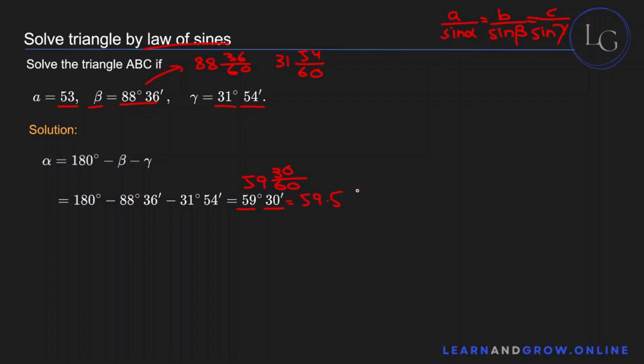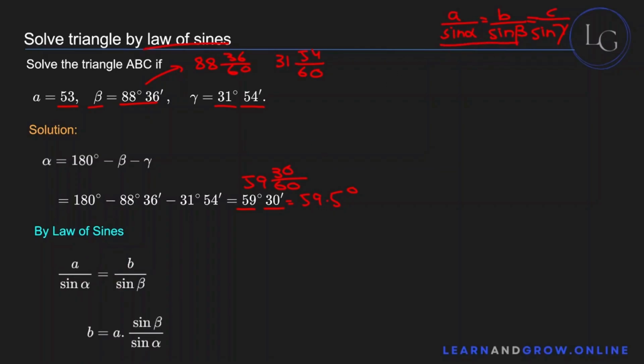59.5 degrees. Now that you have all three angles, you need to find the side B and the side C, right? Because again, this is not a right angle triangle, so you cannot use the trigonometric ratios as we did before. You'll use the sine rule, the law of sines. So side A over sine alpha is equal to B over sine beta, right? As I've shown over here.